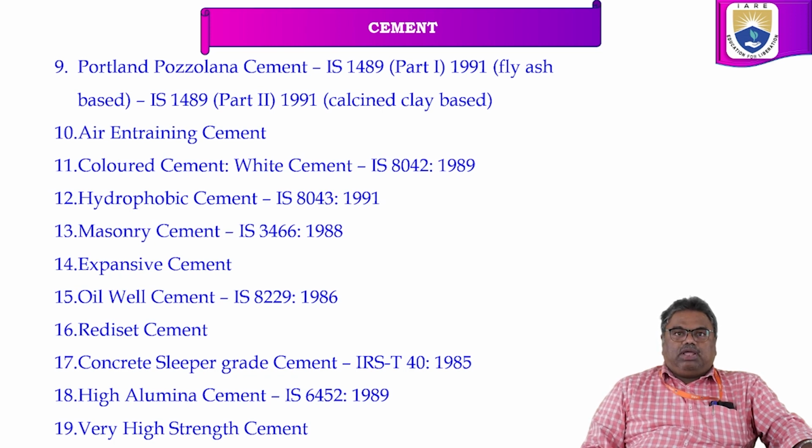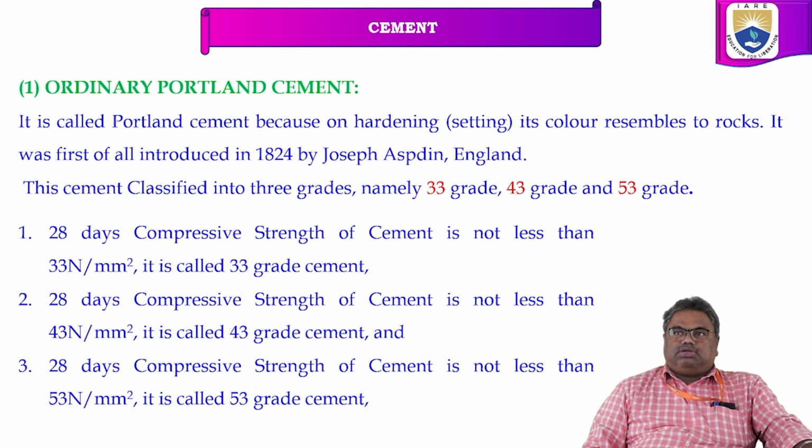Expansive cement, oil well cement, ready set cement, right? Concrete sleeper grade cement, where we use the Indian Railway Code IRST 40. The 18th one is high alumina cement, so we use the code IS 6452. And the 19th one, high strength cement. So there are 19 different types of cements generally available in the market, and based on the requirement, which cement we are going to use for which conditions, we'll see one by one for all the cements.